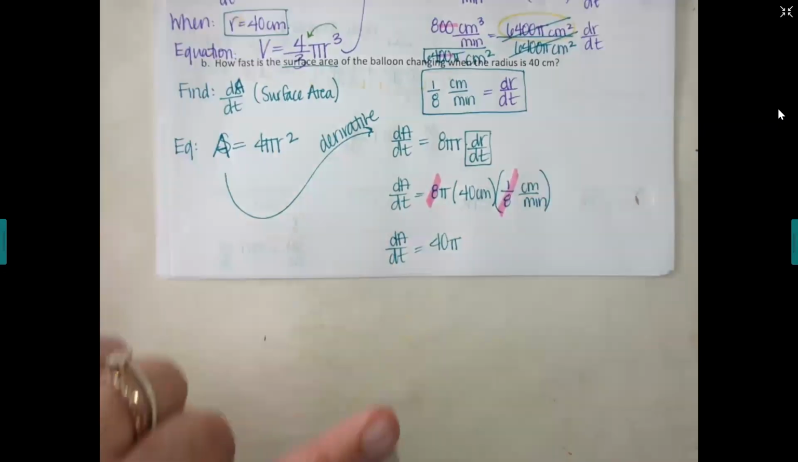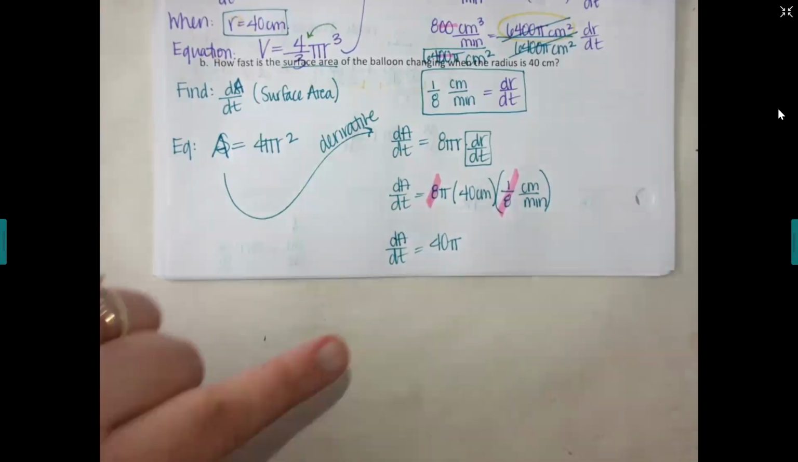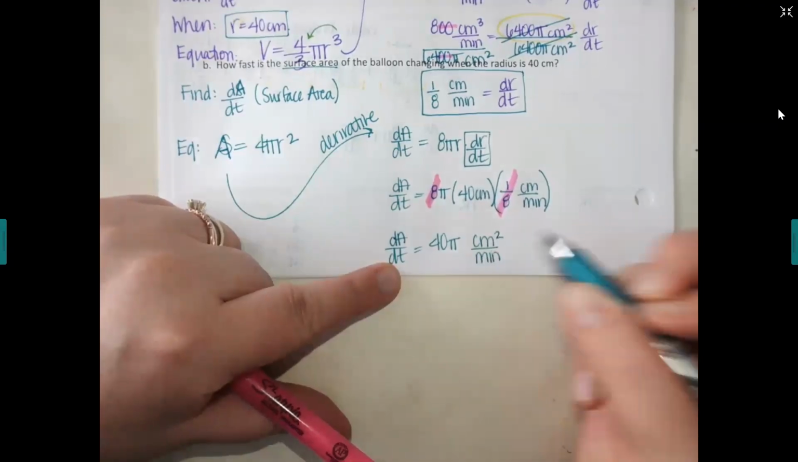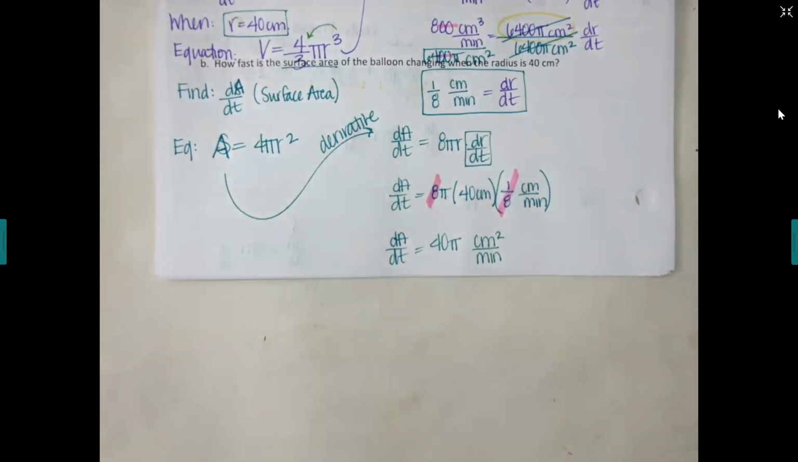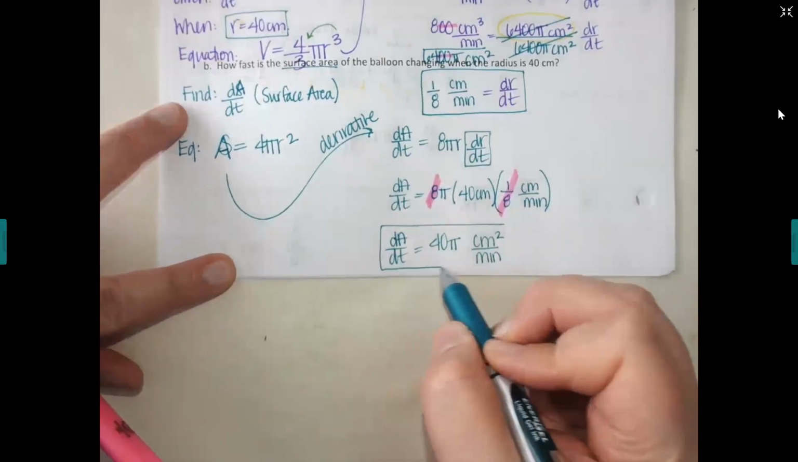Now let's talk about units. I have centimeters multiplied by centimeters per minute. What are my final units gonna be? Centimeters squared per minute. Question, are centimeters squared an appropriate unit for an area measurement? Yes. So if that doesn't happen, then you kind of know that something went wrong. Okay.